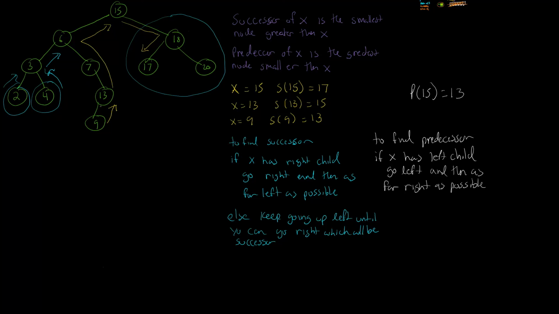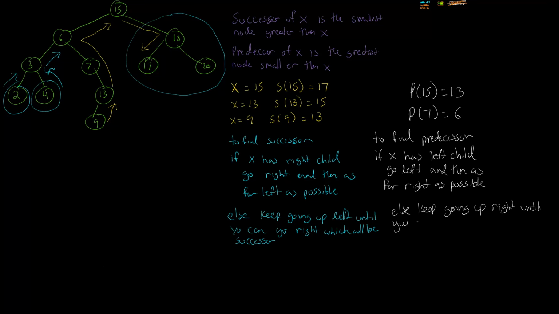Now let's see if it doesn't have a left child. 7 doesn't have a left child. The predecessor of 7 is going to be 6. So I'm going to write: else, keep going up right instead of left until you can go left, which will be the predecessor.